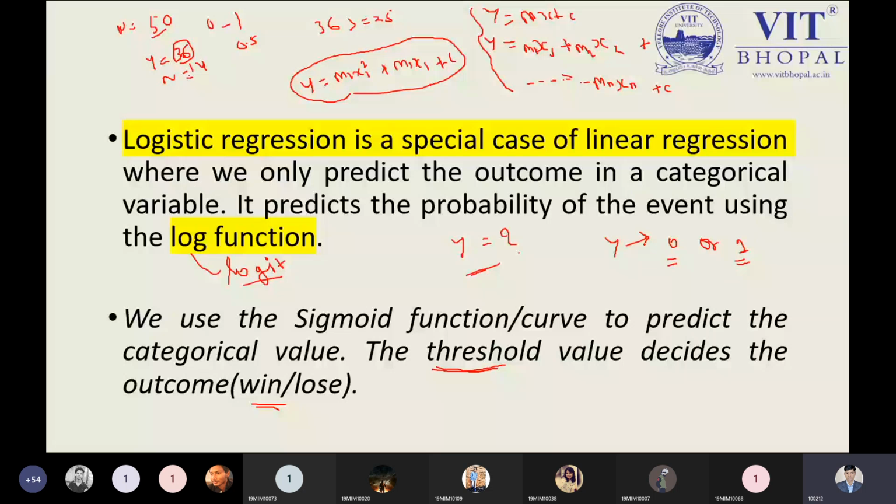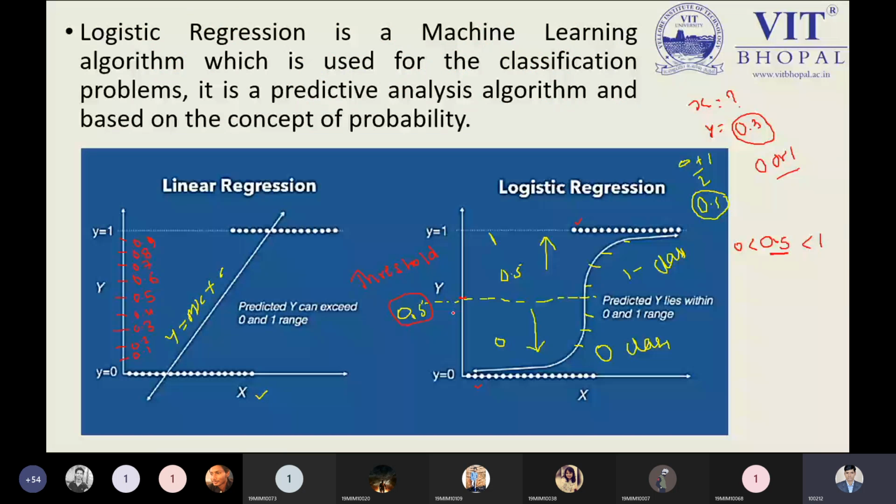So what is the function? How can we define and decide this? There is a function that is known as the sigmoid function, a curve to predict the categorical value. So how do we predict? Suppose after calculating something, we get the value of y as 0.3. So what do we have to do? If you are choosing the value of y equal to 0.3 and we have decided a threshold value, if the value is less than the threshold value, the final value of our y would be 0. If it is more than our threshold value, we can define the final value of y as 1. And that is the point we need to keep in mind.